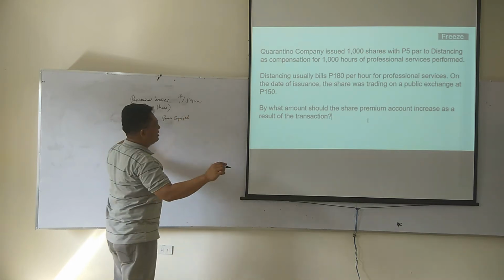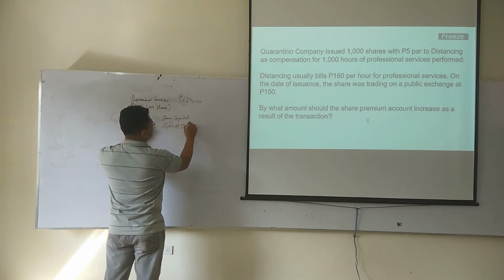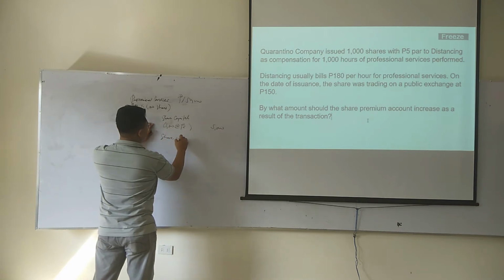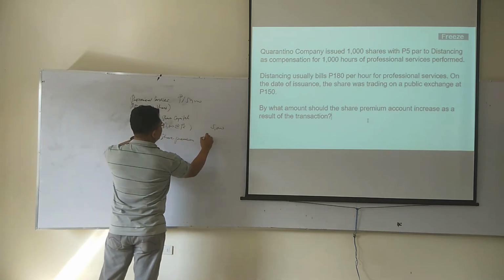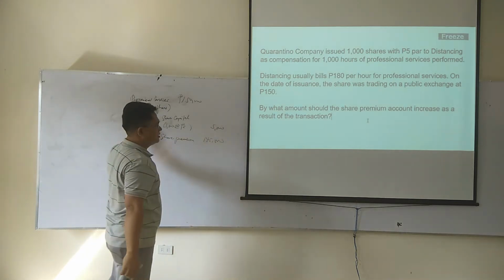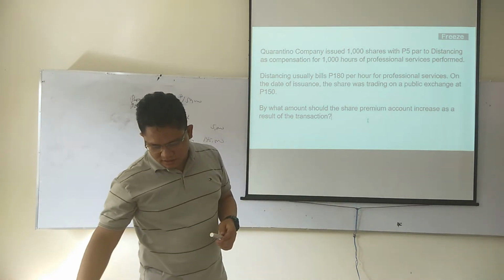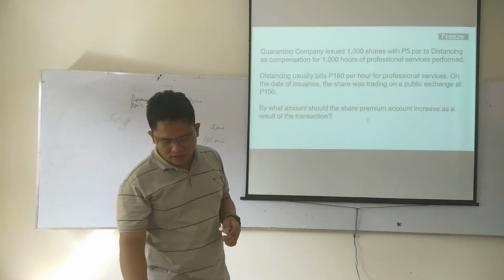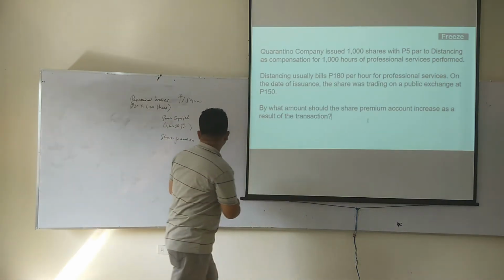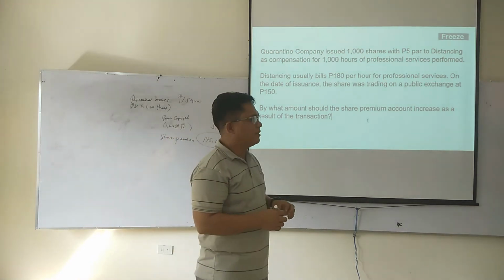It is always at par, so 1,005 pesos. So that's 5,000 in credit, share premium 145,000, the difference. So as to the question, by what amount should the share premium account increase? Our answer is 145,000.